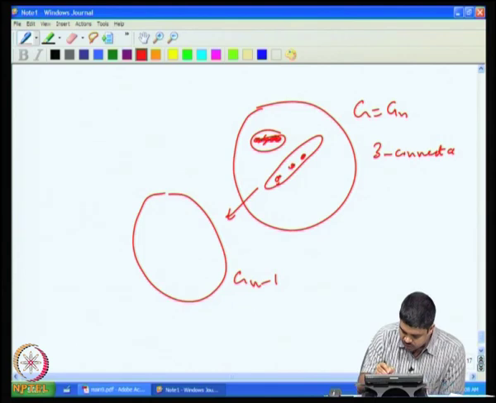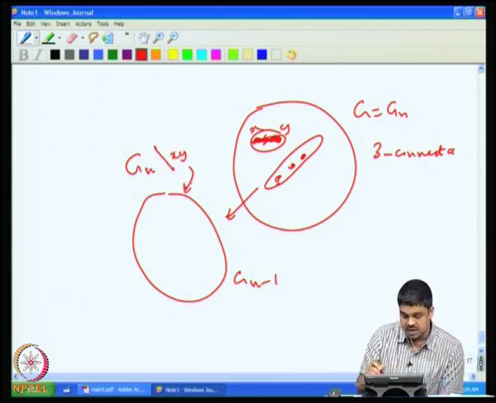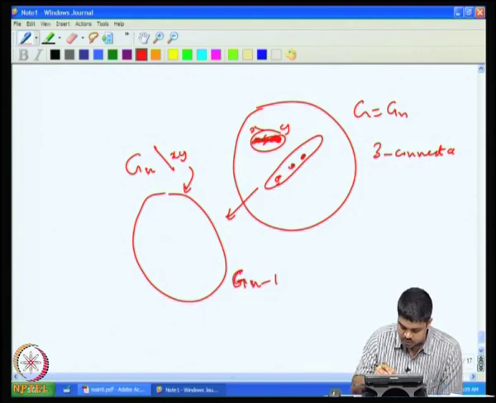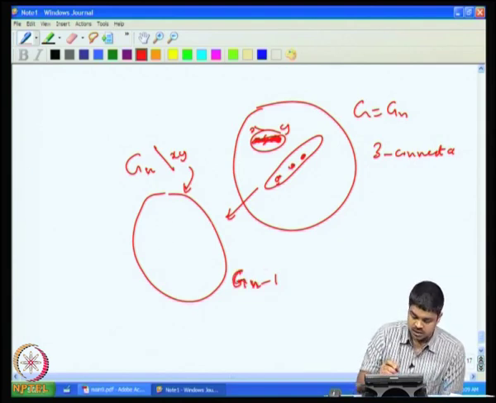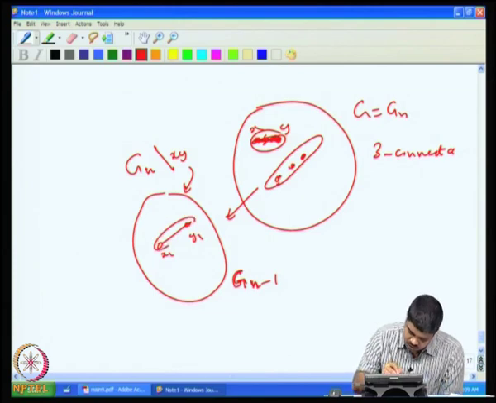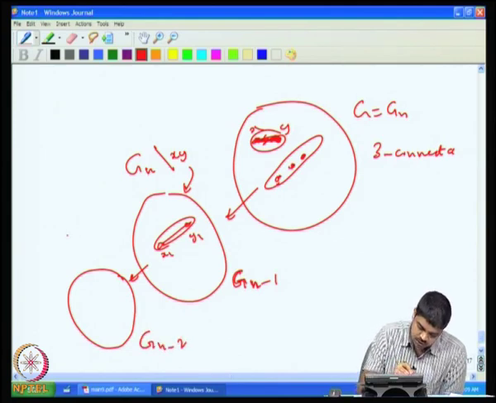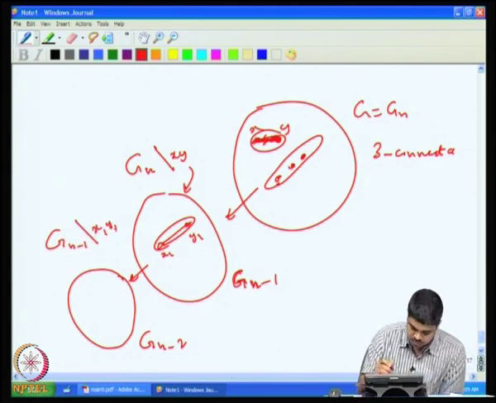The point is we will be able to pick up a vertex in this edge xy such that by contracting xy we will end up with a smaller graph G_{n-1} which is also 3 connected. And here again you will be able to find another edge, say x1y1, such that when you contract this we will end up with a smaller graph G_{n-2}, which is obtained from G_{n-1} by contracting x1y1.